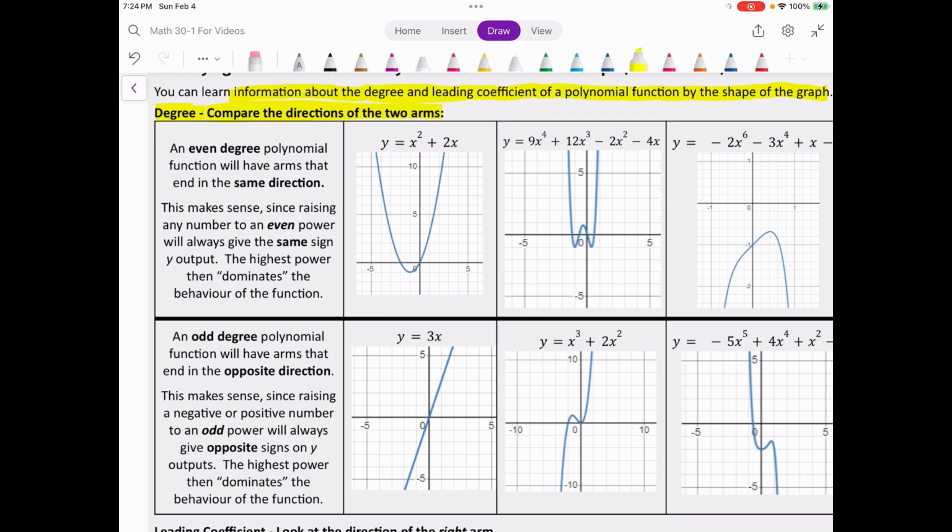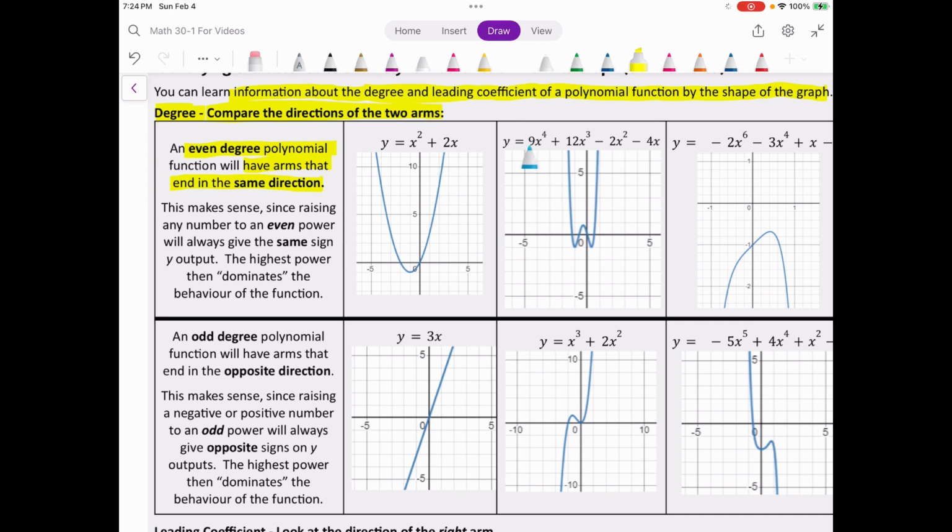For any polynomial with an even degree, so that's degree of 2, of 4, of 6, of 8, its two arms will end in the same direction, meaning that as x goes off to negative infinity or positive infinity, y is going in the same direction for both of those, right? So for this quadratic here, as x goes to negative infinity, it looks like y is going up to positive infinity. Same thing here. As x goes to positive infinity, y is also going up to positive infinity. Notice the two arms are doing the same thing.